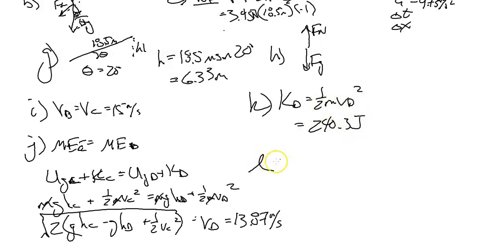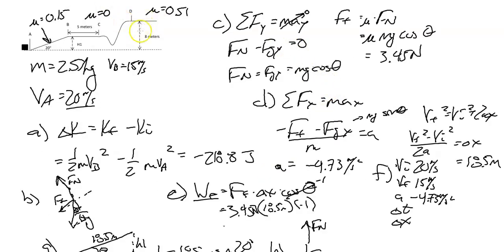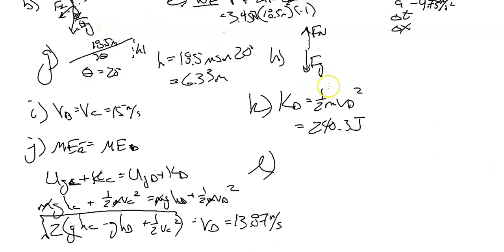L asks for what's the force diagram in this last section. It should look very similar to B and C with one major caveat, and that is there should also be friction going back the other way.